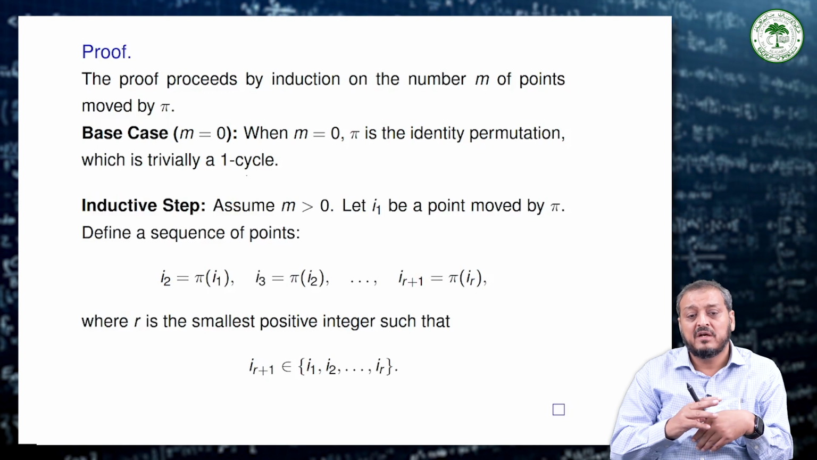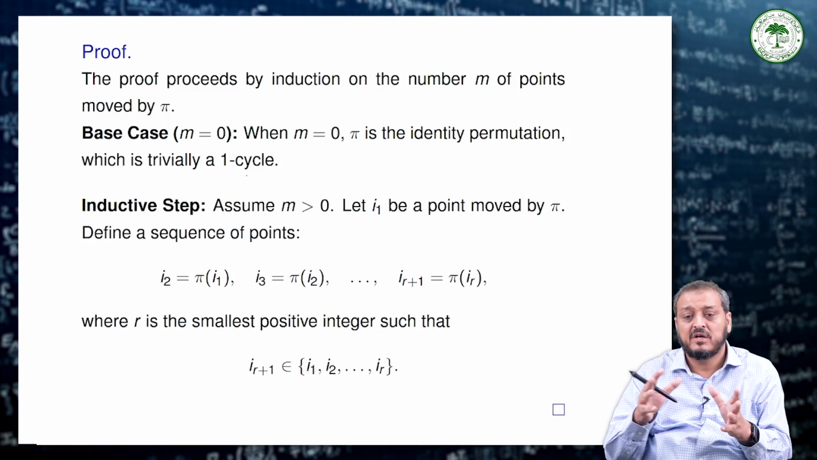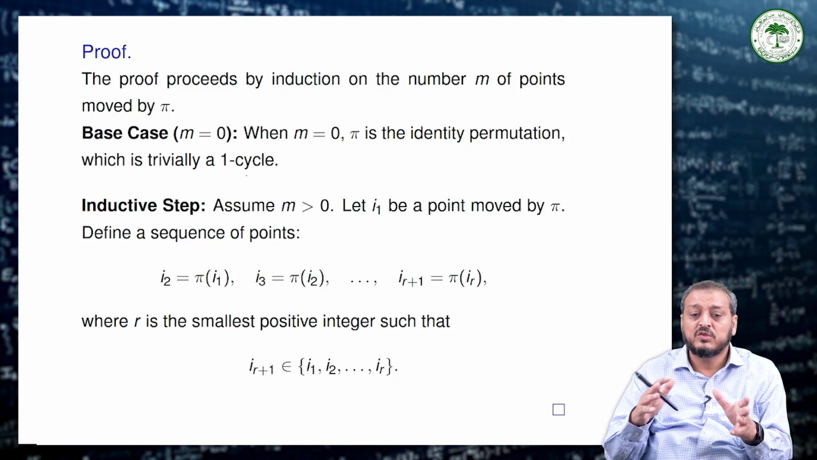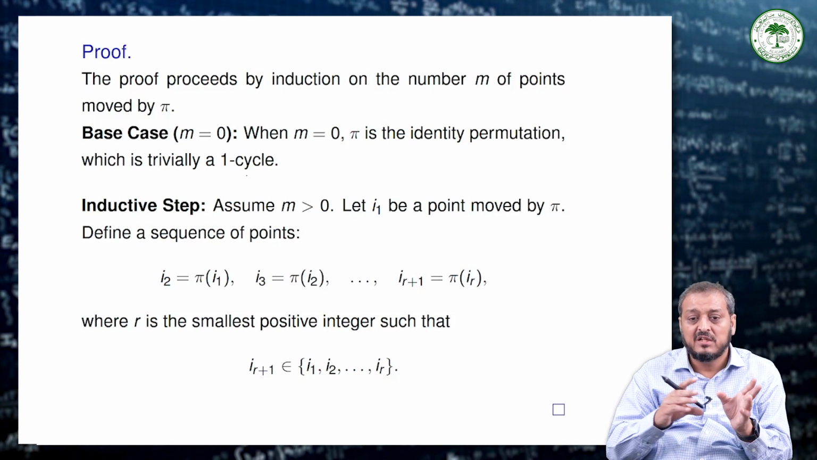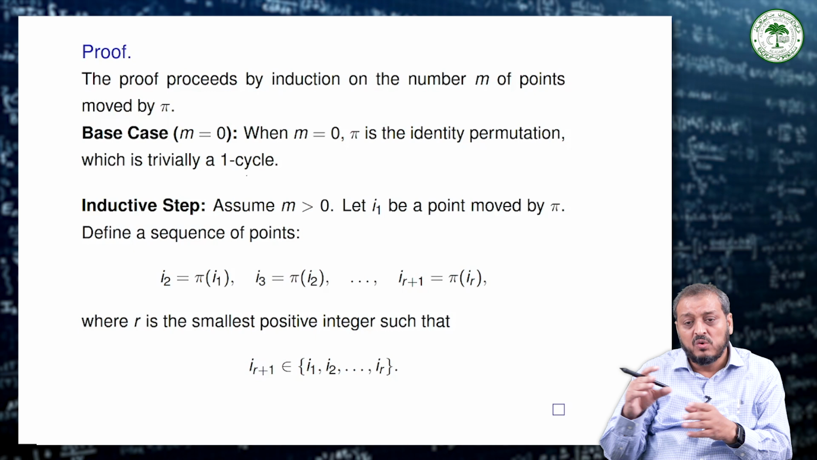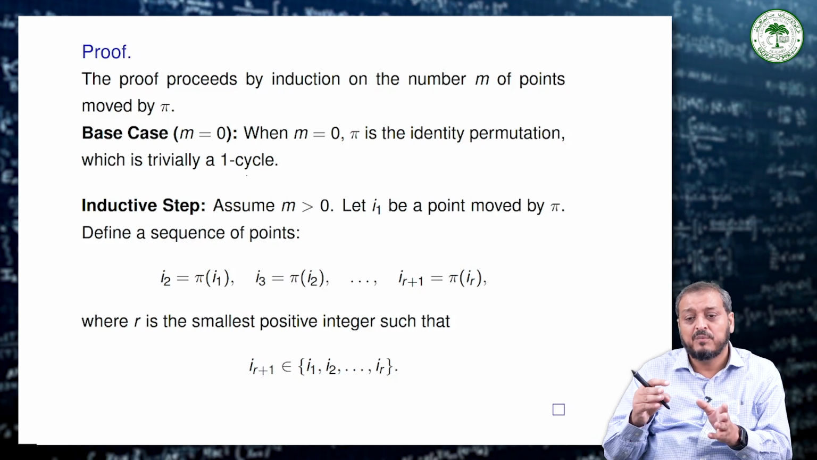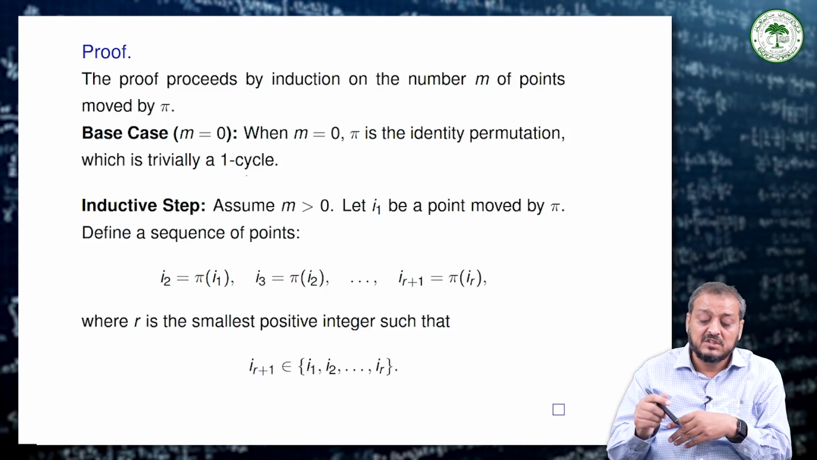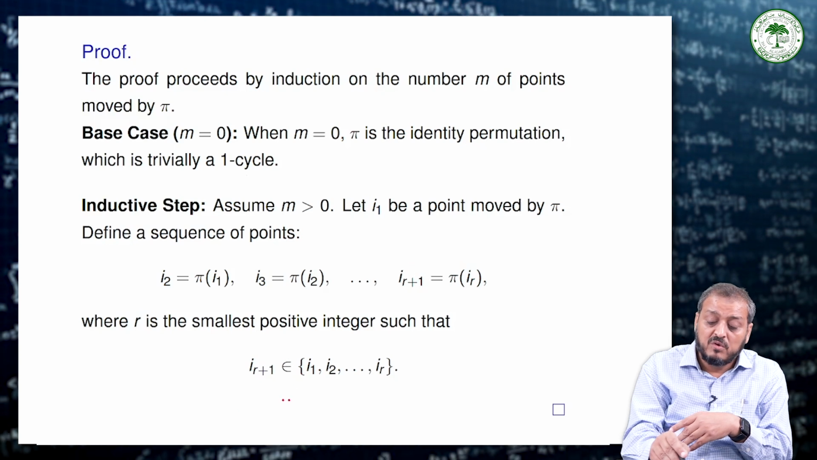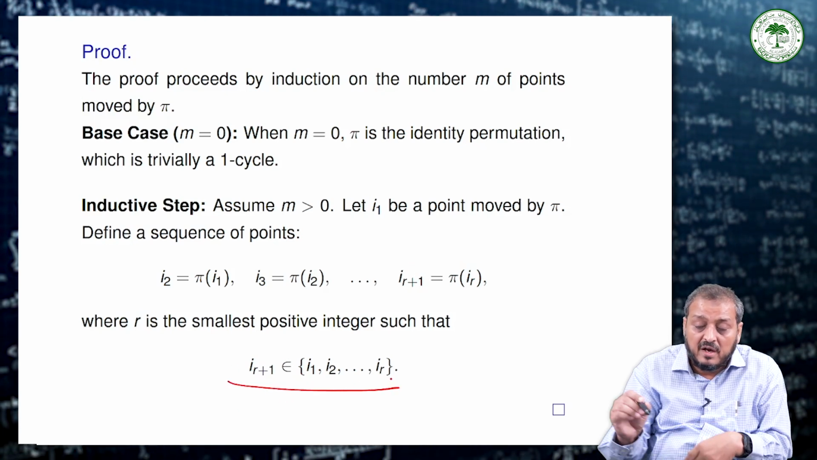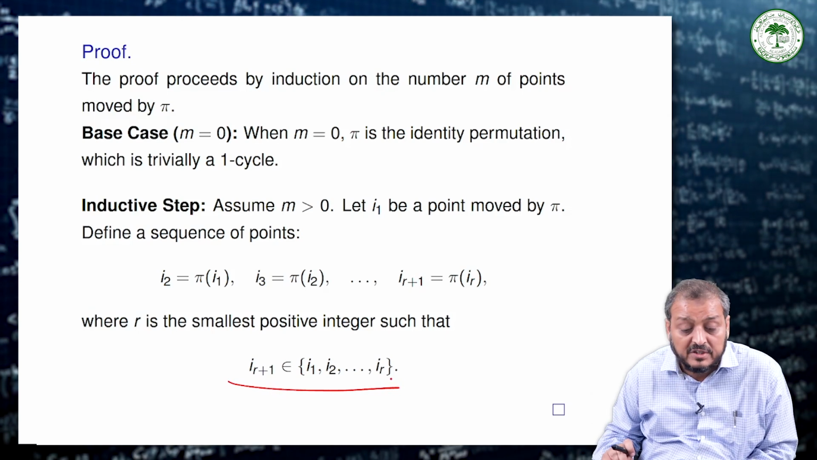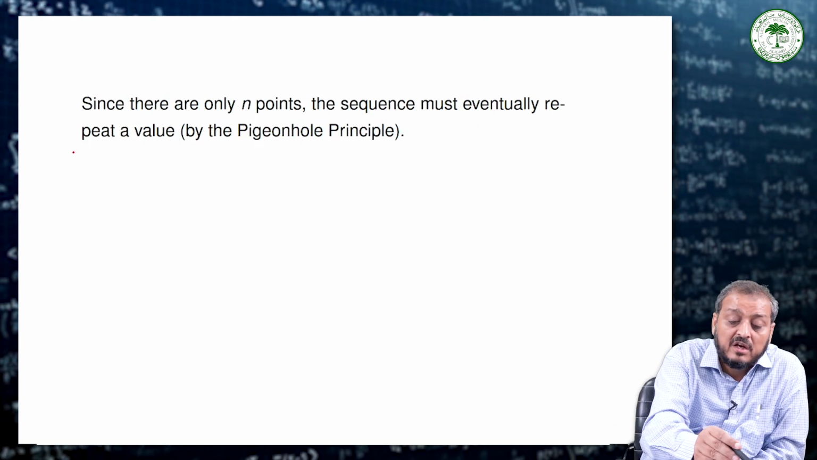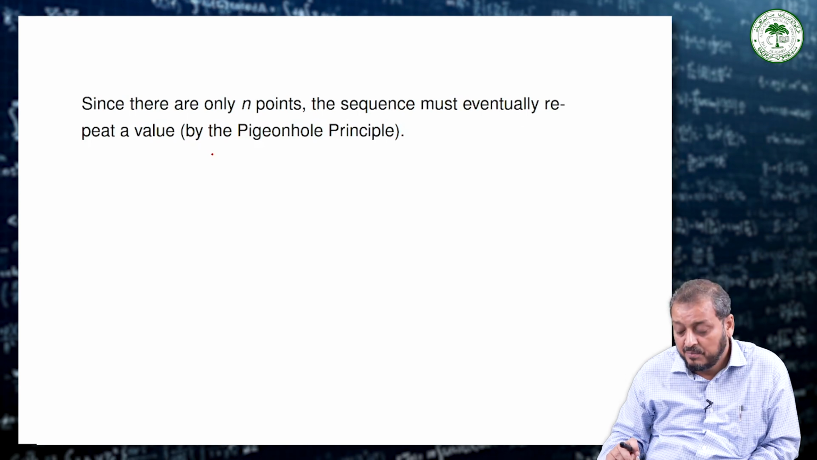Now for the inductive step, assume that m is greater than 0 and let I1 be a point moved by pi. Define the sequence I2 equal to pi of I1, I3 equal to pi of I2, and so on, until pi of I_r is in the set I1, I2 up to I_r, where r is the smallest positive integer such that I_(r+1) belongs to I1, I2 up to I_r. Since there are only n points, the sequence must eventually repeat a value by the pigeonhole principle.